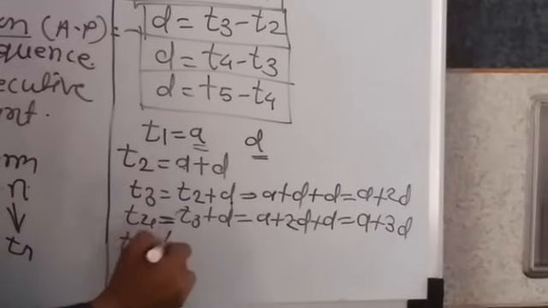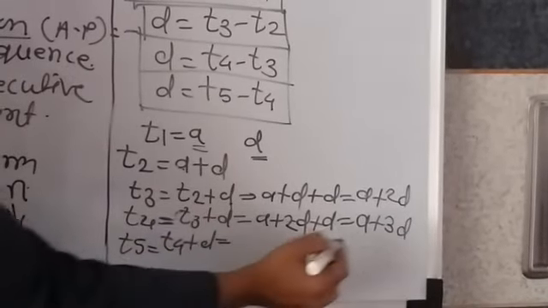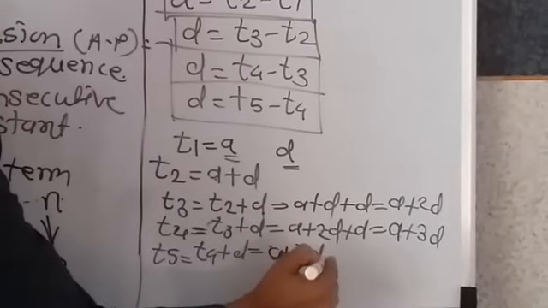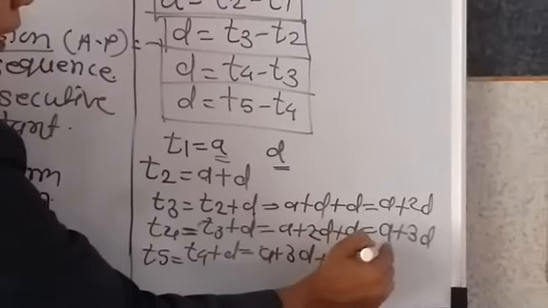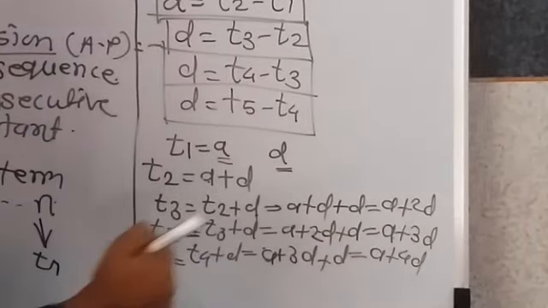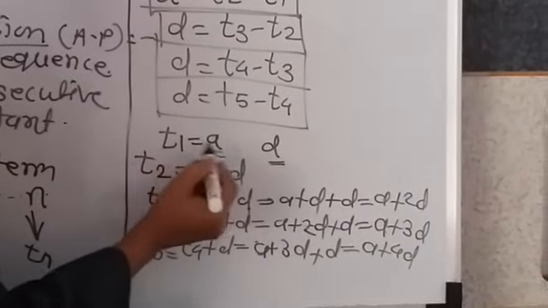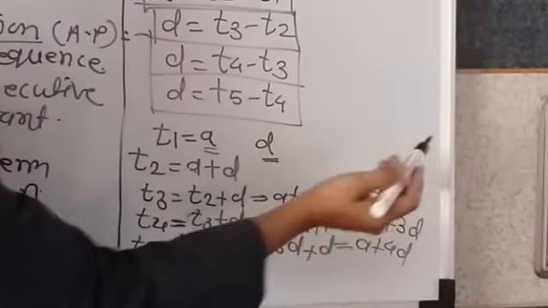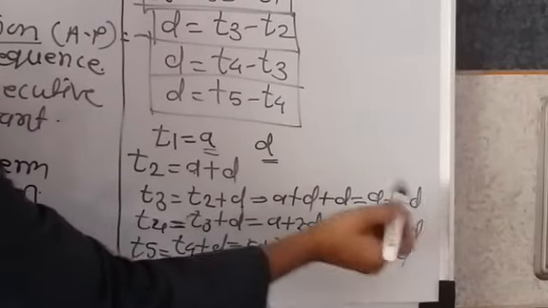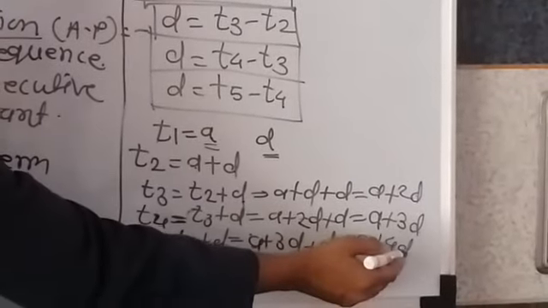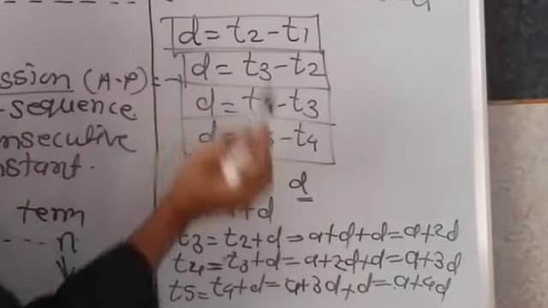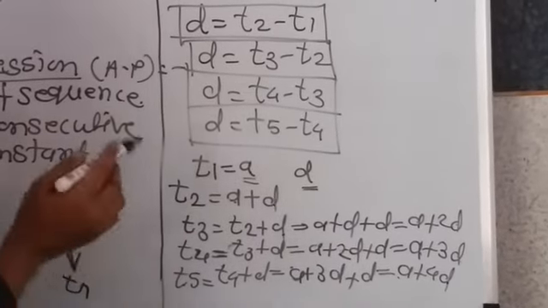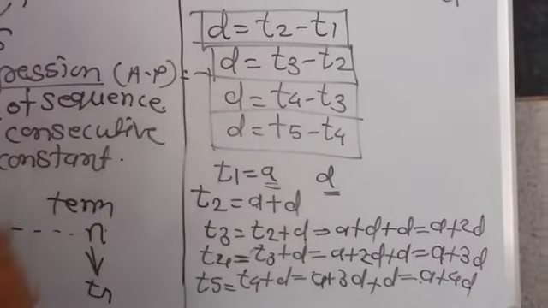T5 is T4 plus d. T4 is what? A plus 3d. A plus 3d plus d means a plus 4d. Learn this formula. T1 is a, T2 is a plus d, T3 is a plus 2d, T4 is a plus 3d and T5 is a plus 4d. Learn all these formulas, difference formula and term formula, and solve. Then we will see how to solve the examples using these formulas.